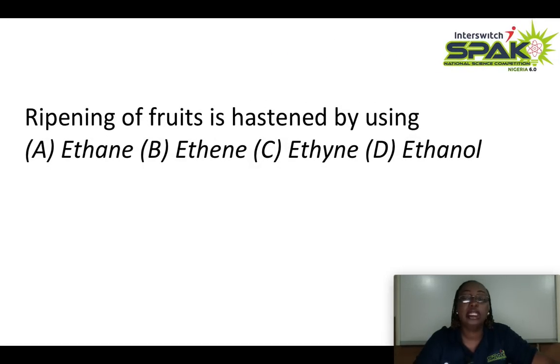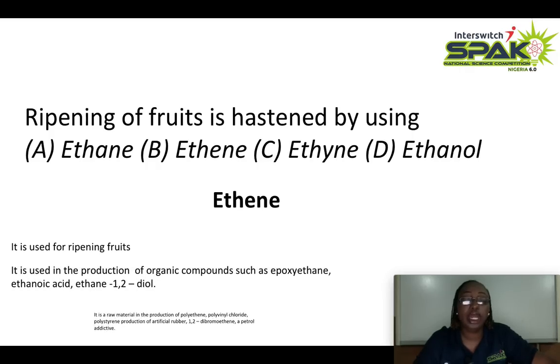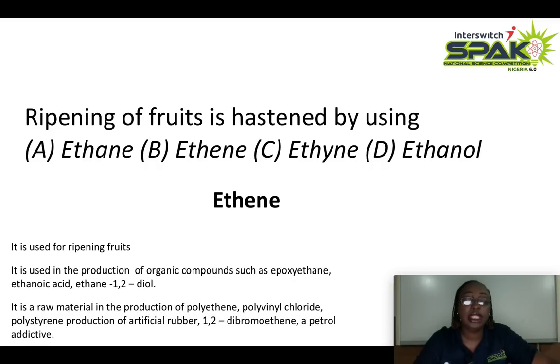Ripening of fruit is hastened by using. Now, if you look at your options, which of them is used in ripening of fruits? The answer is ethene. Ethene is used in ripening of fruits, and it has a lot of uses. It is also used to produce organic compounds such as epoxyethane, ethanoic acid, ethane 1,2-diol. It's also a raw material in the production of polyethylene, polyvinyl chloride, polystyrene, artificial rubber, and 1,2-dibromoethane, which is a petrol additive.